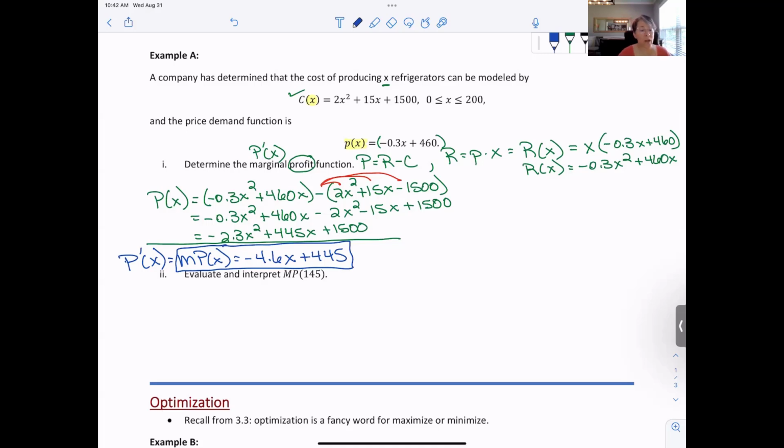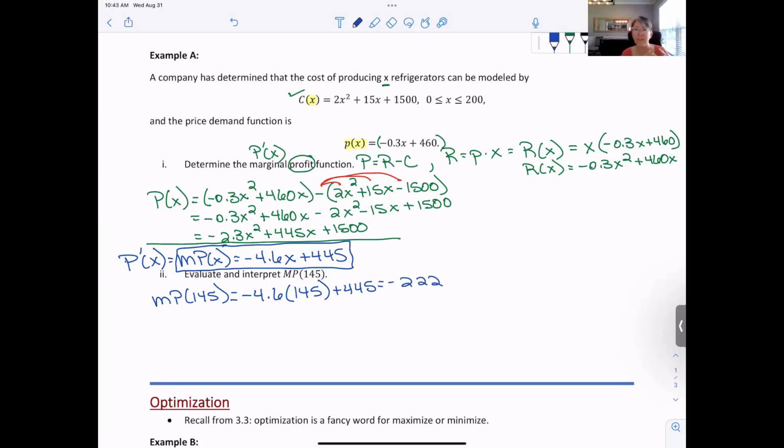In part 2, it's now wanting us to evaluate and interpret the MP, the marginal profit, at 145. So let's do the marginal profit at 145. So we just plug that in. Negative 4.6 times 145 plus 445, and we get negative 222.